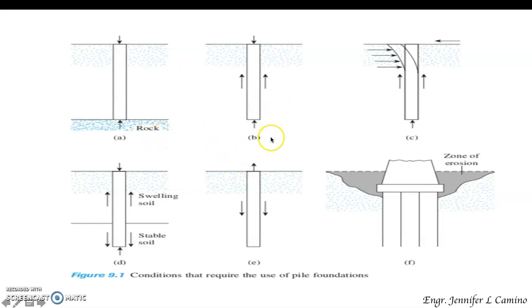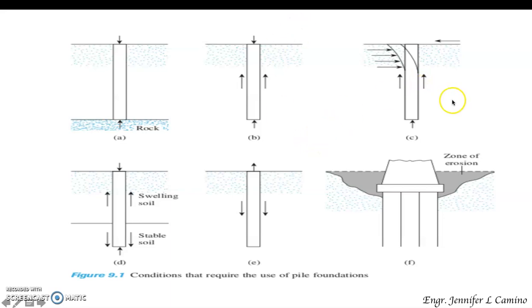The second condition, for letter B, is when bedrock is not encountered. When bedrock is not encountered at a reasonable depth below the ground surface, piles are used to transmit the structural load to the soil gradually. The resistance to the applied structural load is derived mainly from the frictional resistance developed at the soil-pile interface.